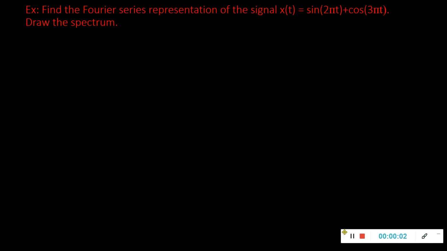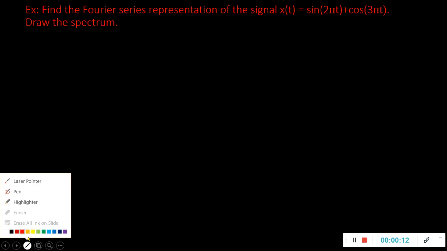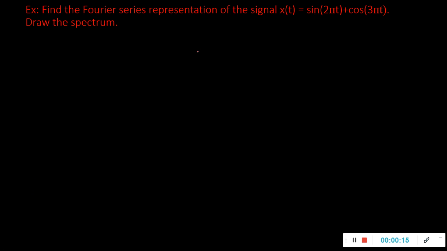Okay, we'll get started with one more example to find the Fourier series representation of the given signal x of t. You can see here that x of t is given as the combination of two signals, sine of 2 pi t and cos of 3 pi t. So we are supposed to draw the spectrum as well. Let me rewrite it once again for my reference. So x of t is given by sine of 2 pi t plus cos of 3 pi t.